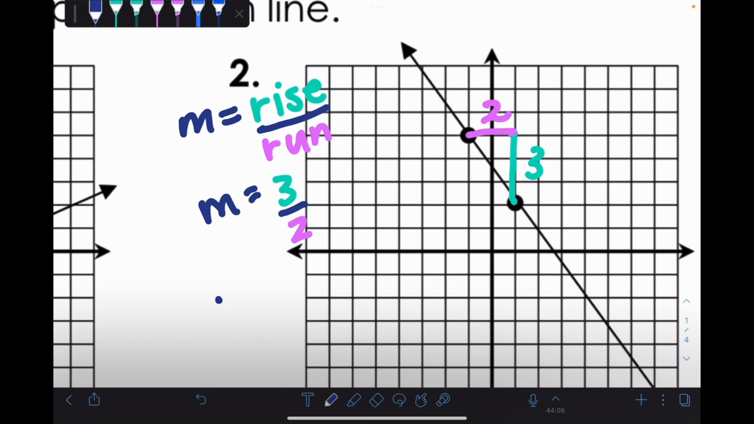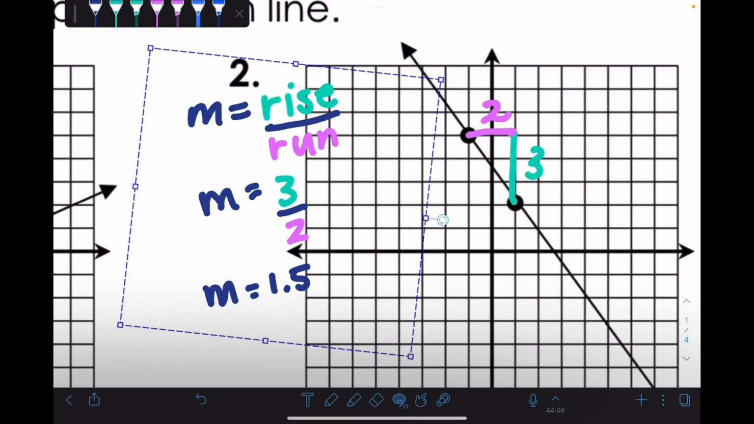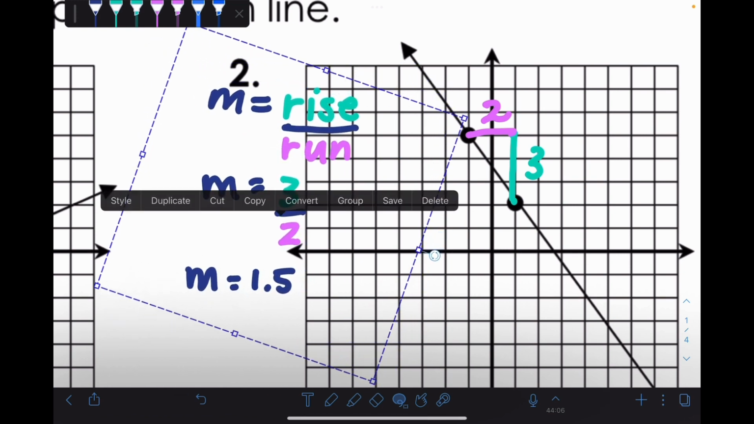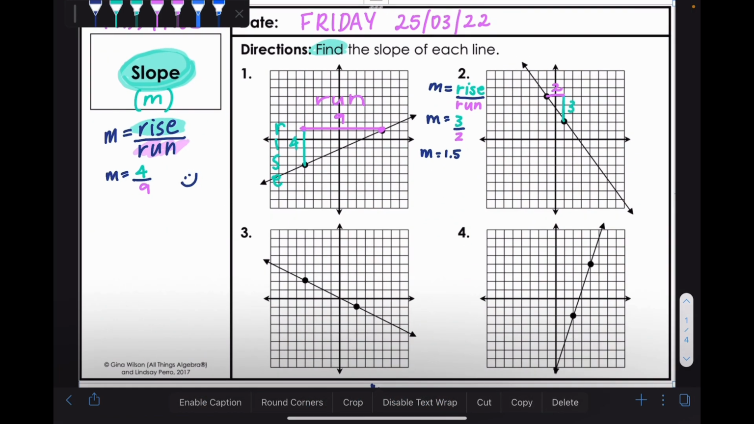I could simplify this further to 1.5 if you wanted to. Again, I'm happy to leave it as this here. It doesn't really bother me all too much, however you want to leave it. Again, I like fractions, so don't worry too much if it's not in a fraction. All right. So that's those two methods there done.